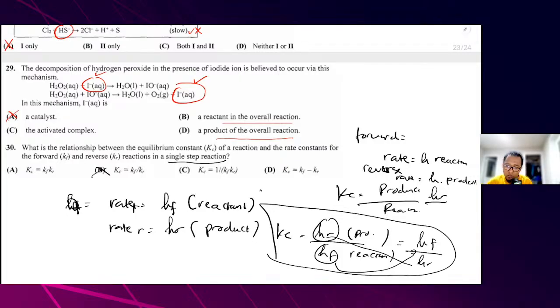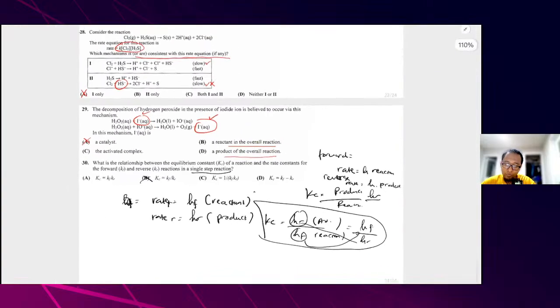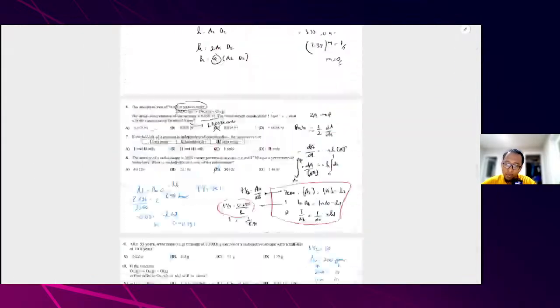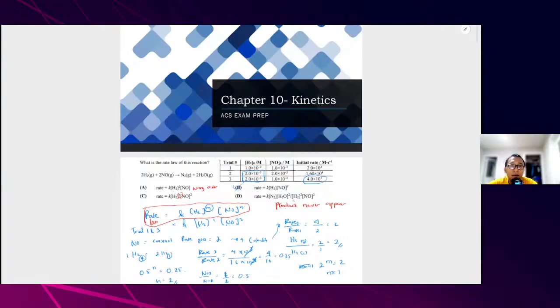Okay. Good. So now we have finished kinetics. Later on we will discuss acid and base. For chapter 11 we will discuss more detail about equilibrium, and then for chapter 12 we will discuss acid and base. Hopefully we can finish all of the parts soon. Okay, see ya, bye bye.